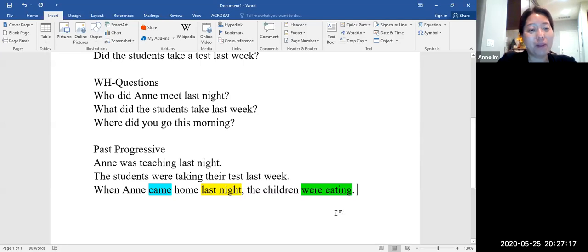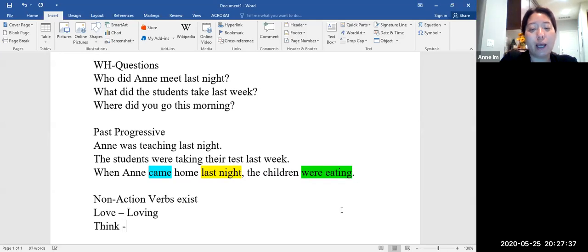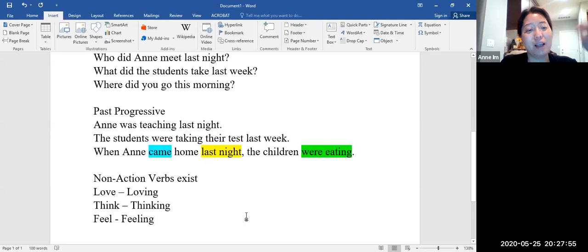Okay, next, I want to make sure that you understand that non-action verbs exist. So, for example, love. We can never say loving, okay? Like think. We can't say thinking, okay? Let's see, what else? Feel. We cannot say feeling because they have a different meaning. I mean, you have feelings, but that's a noun. But feel, the verb, is a non-action verb.